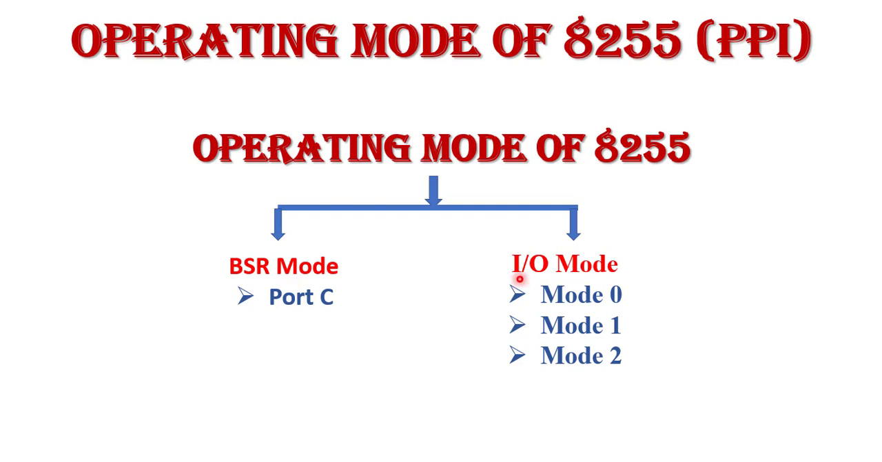Now the second mode of operation is input output mode. This input output mode is divided into 3 parts according to their functionality: mode 0, mode 1 and mode 2. In this video I will explain mode 0, because if I explain all 3 modes in one video, it is going to be too long. So I will split this into 3 parts. In the first part I will explain mode 0, in the second part mode 1, and in the third part mode 2. So for all the input output modes of operation, please continue watching all my videos.